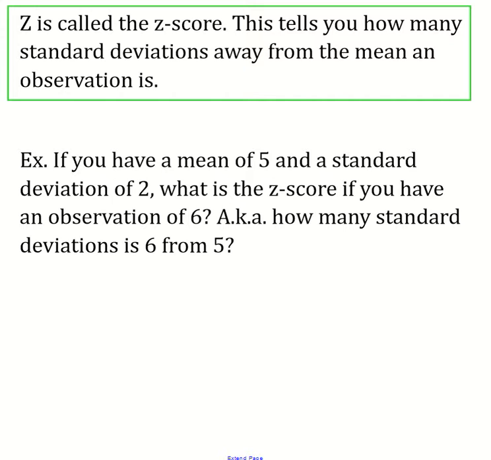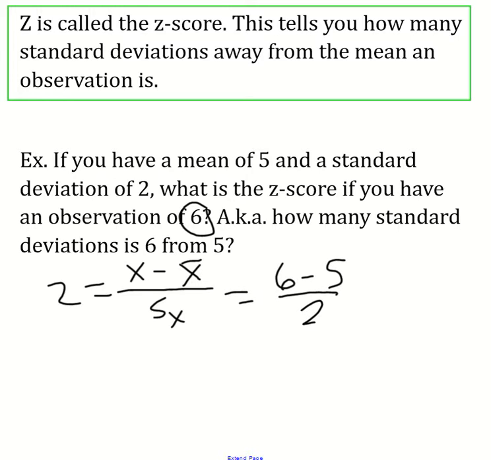For example, if you have a mean of 5 and a standard deviation of 2, what is the z-score if you have an observation of 6? The formula is z equals x minus x bar, where x bar is the mean, divided by Sx, which is your standard deviation. x is the data point, your observation of 6, so you get 6 minus the mean of 5, divided by 2. 6 minus 5 is 1, and 1 divided by 2 gives you 0.5. So your z-score is 0.5.